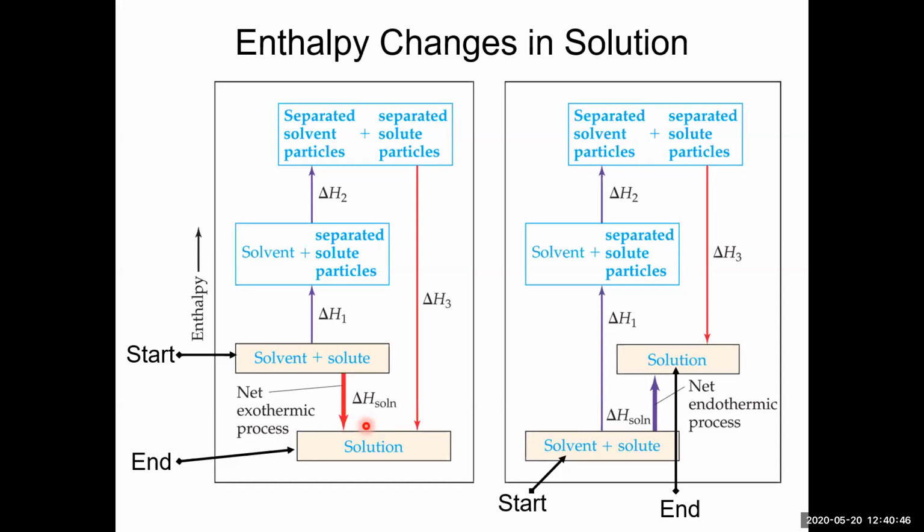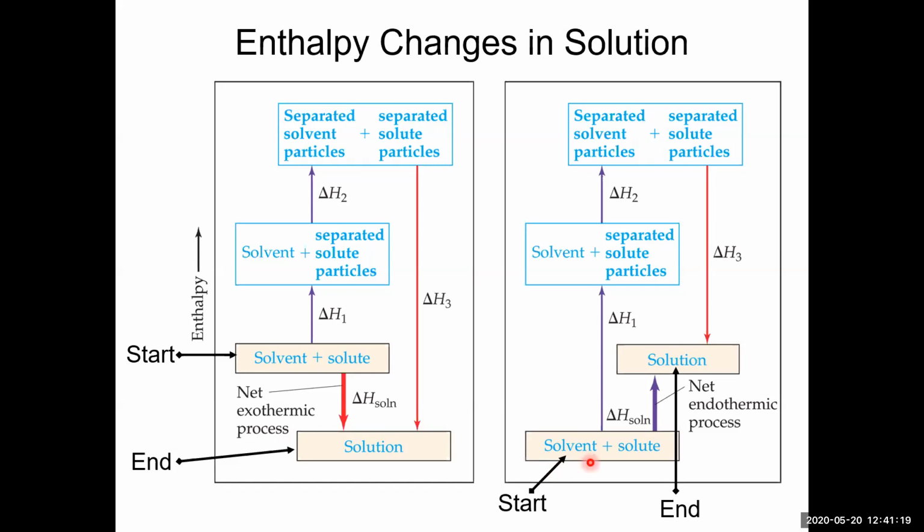You saw this in lab. Well, probably, maybe we didn't do the lab before we left to go online, but if you were to do the lab in person, if you mix certain things together, like sodium hydroxide and water, it gets warm. And when it gets warm, it's because of this, because it's an exothermic solution forming. And it's because the delta H1 and the delta H2 added together are less than the delta H3 that's released.